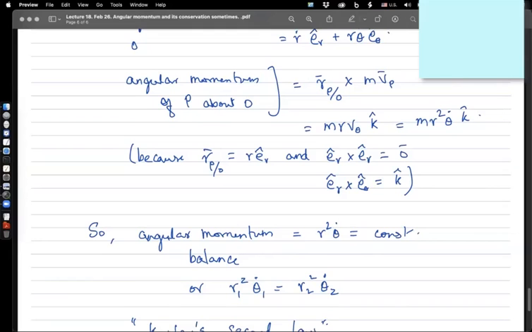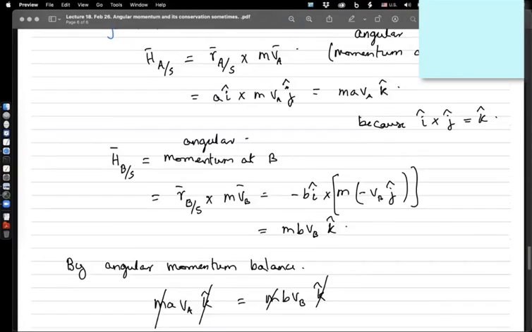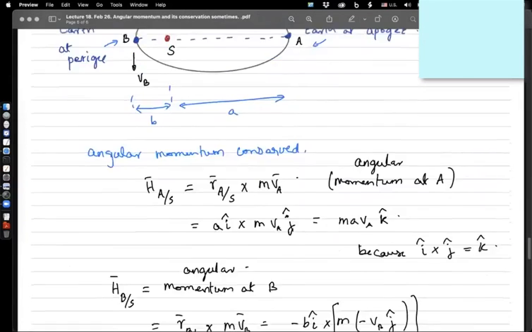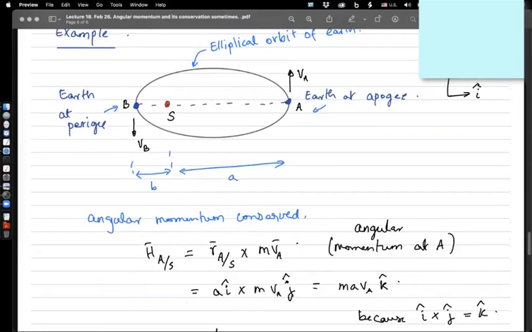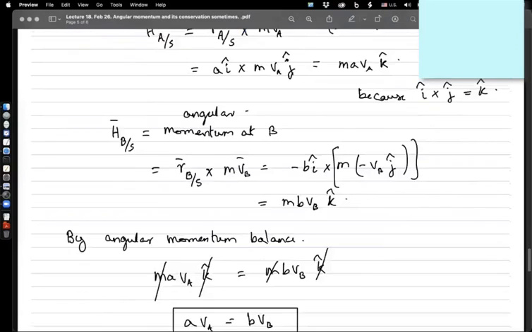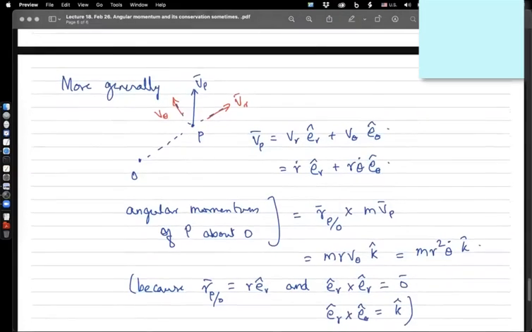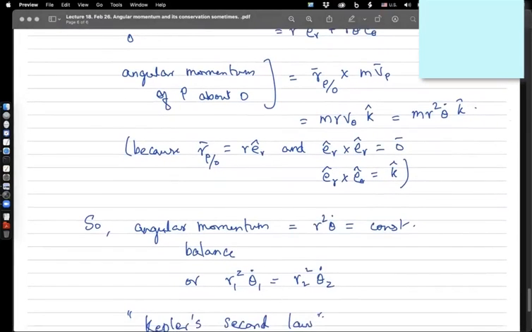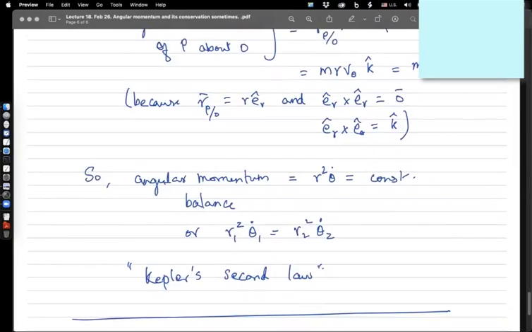This equation, by the way, I guess we may give you numerical versions of these things where we'll have a problem with central force and use angular momentum balance to compute, say, given the velocity at one point, what is the velocity at another point, kind of thing, okay? So this equation, by the way, has a very famous name. It's called Kepler's Second Law.